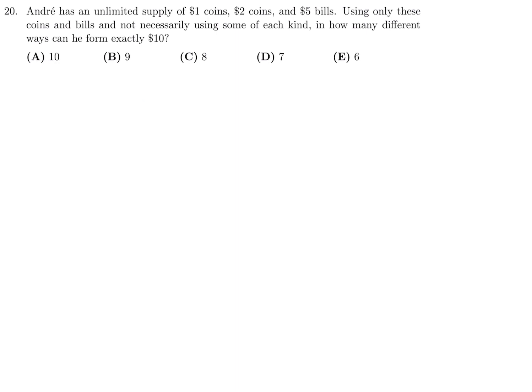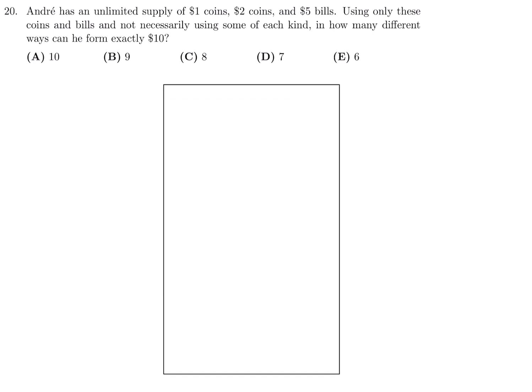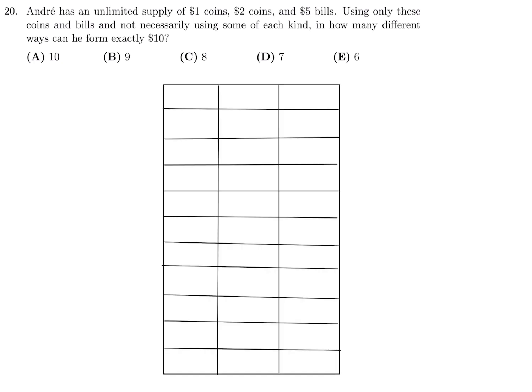Andre has an unlimited supply of $1, $2, and $5. Using only these coins and bills and not necessarily using some of each kind, in how many different ways can he form exactly $10? All right, let's make a little table. So I've got $1 coins, $2 coins, and a $5 bill. And I've got to make some combinations that end up equaling $10.